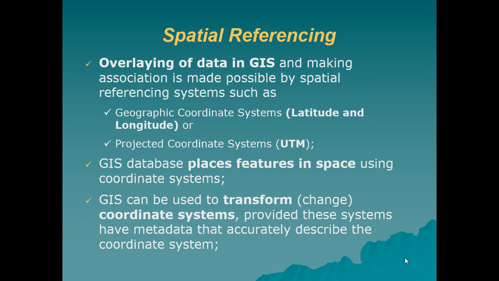Right? So, as mentioned before, we have looked already at two examples of spatial referencing systems: our geographic coordinate system, such as latitude and longitude, and our projected coordinate system, such as UTM. In GIS, if you have different coordinate systems, it's possible for you to transform your map from one coordinate system to another because there are utilities in GIS that would allow you to do that.